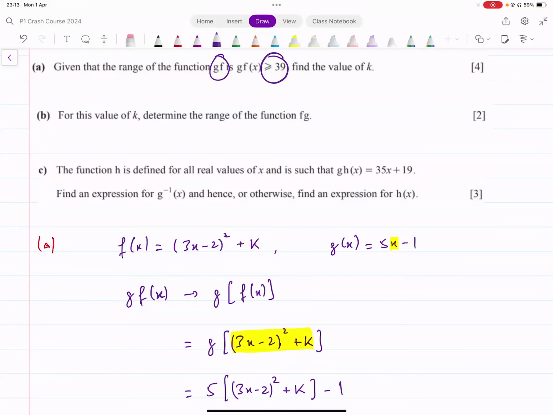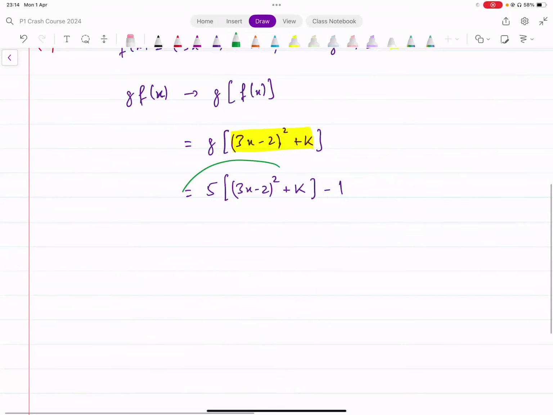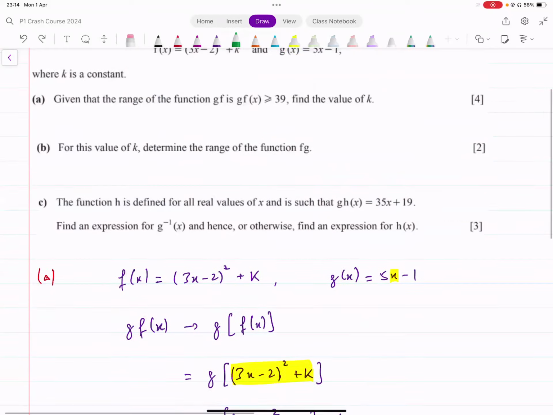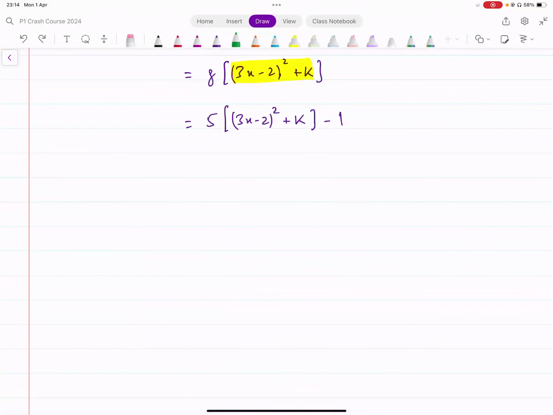What's the range of a function? The range of a function is the y values of that function. So basically, the y value of this function is supposed to be greater than or equal to 39. So all you have to do is put this whole function greater than or equal to 39.